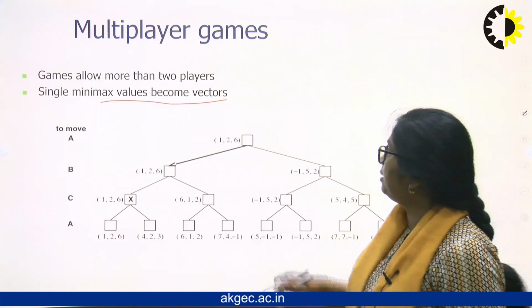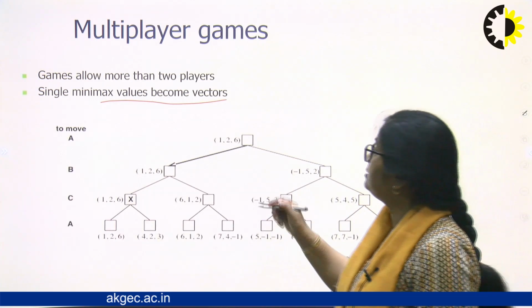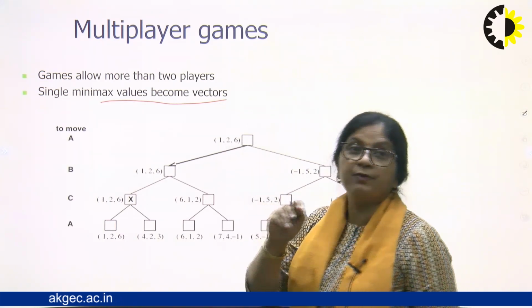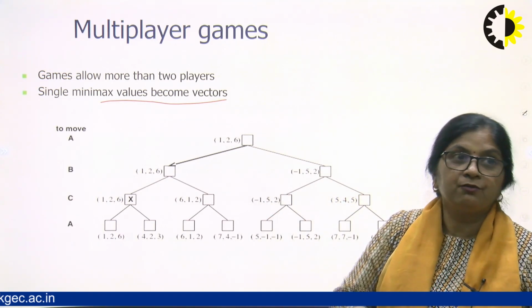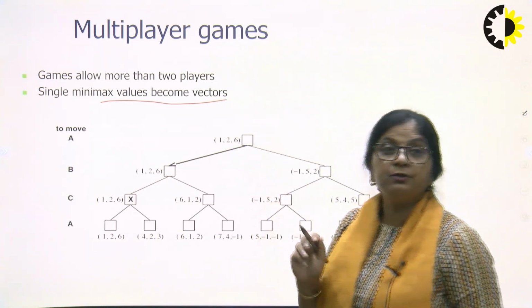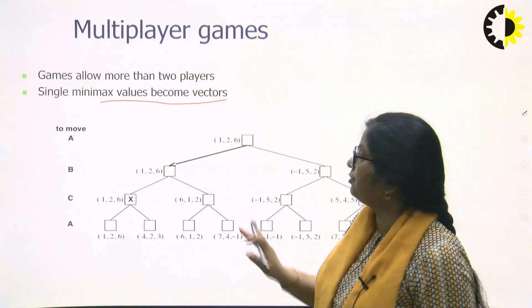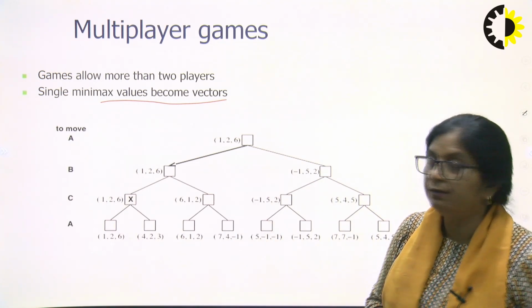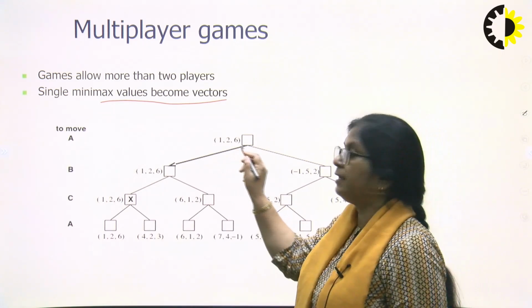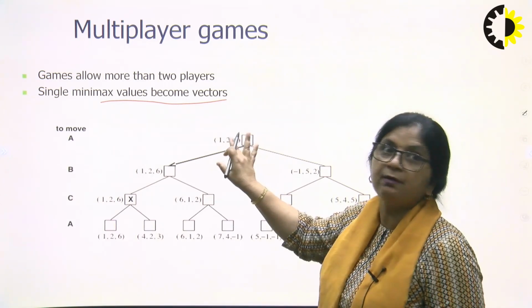Okay. So now let me say it is A's turn. What does A have to do? A has to maximize its value. So we will take a vector of values. The number of values in a vector will be equal to the number of players. Here we are having 3 players. So A will maintain 3 values, first is for 1 to 6. We will maintain 3 values.